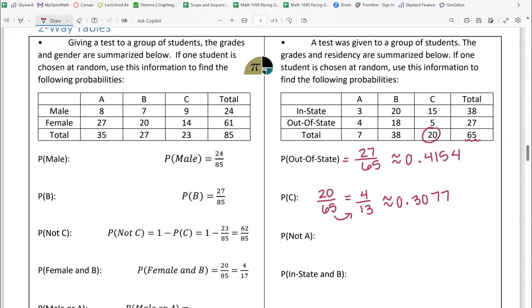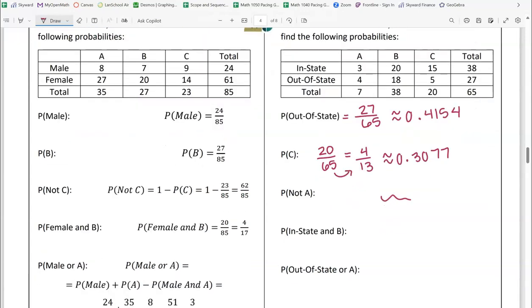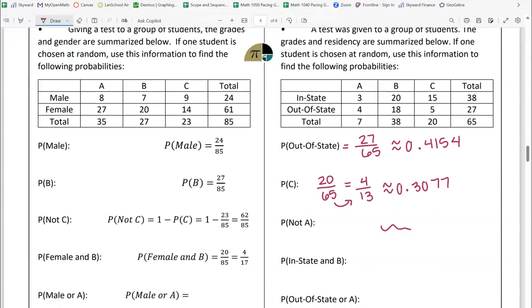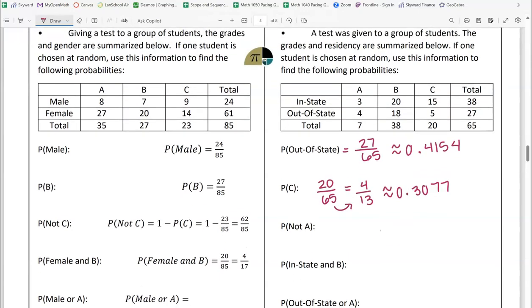Okay, next we have the probability that it is not an A. So that is basically everybody who did not get an A. Oh, good, my screen is frozen. Oh, there we go. Jeez Louise. Guys, I'm having a day.